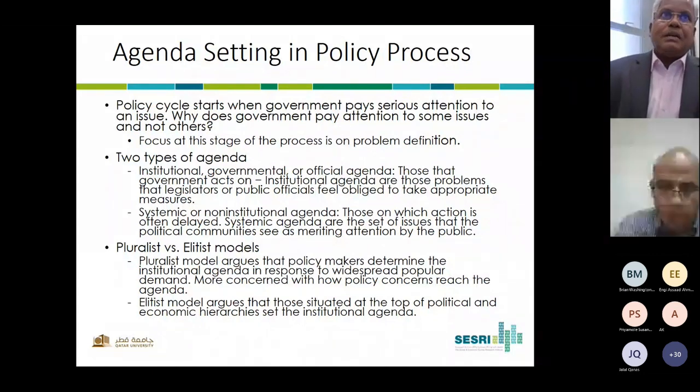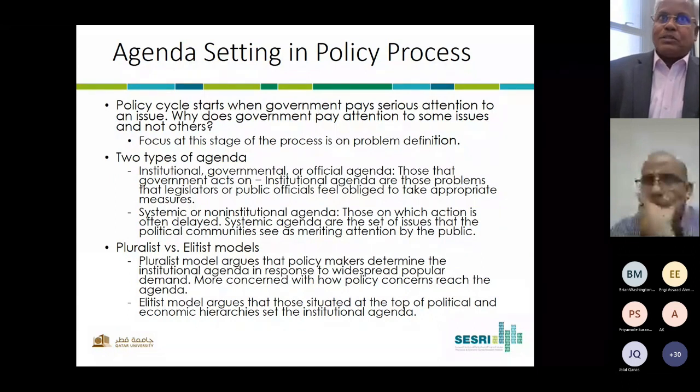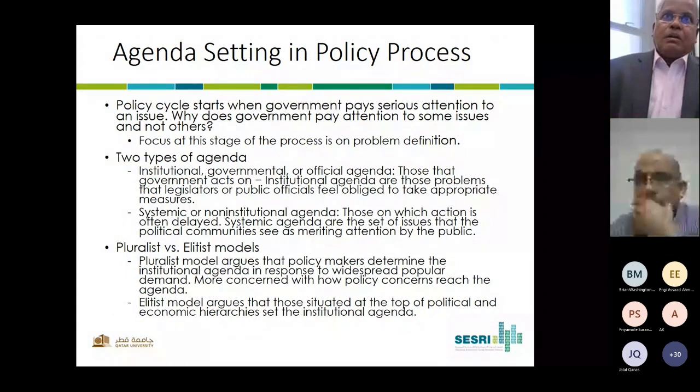One is the institutional agenda, the government's official agenda of policy action. These are those that government acts on, which deal with problems that legislators or public officials feel are important and are obliged to take appropriate action and measures on. There are numerous policy actions based on legislative measures or government orders on various aspects of government functioning.